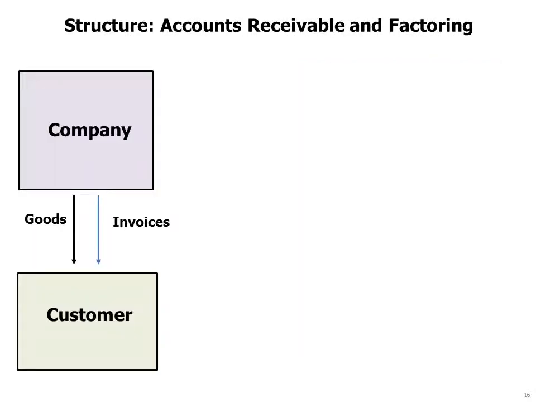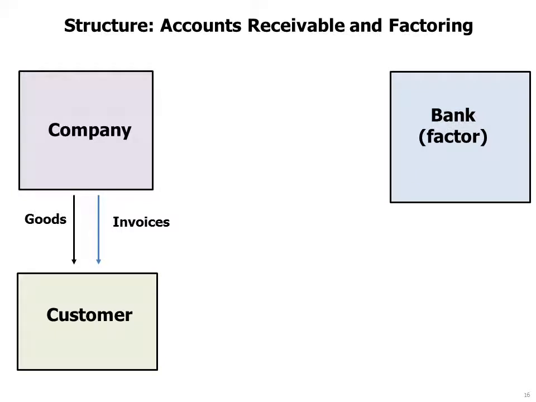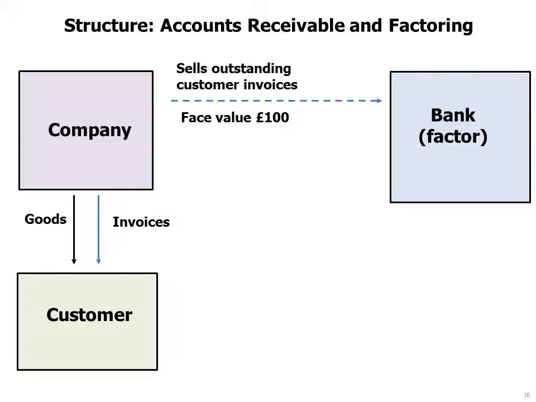So we start off with the company selling goods to customers, and it invoices the customer for those goods. And the terms might be 90 days. If the company needs to get cash faster than that, it can establish a relationship with a bank, otherwise known as the factor, a financial institution which specialises in this sort of financing, and the company will sell on outstanding company invoices.